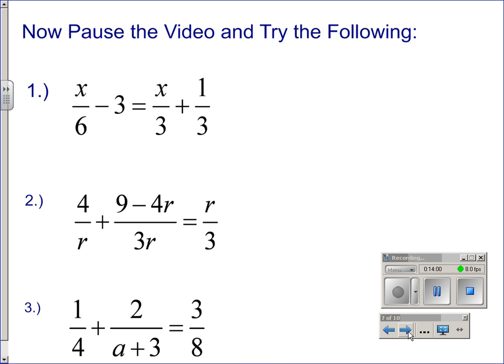All right. Now you're going to pause the video and try the following 3. Then you're going to turn back on the video to check your answers. Go ahead.